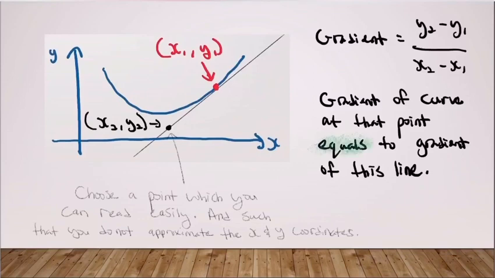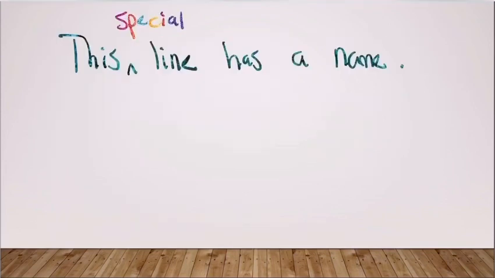Now this line that we have been talking about has a special name. Its name is simply the tangent line.